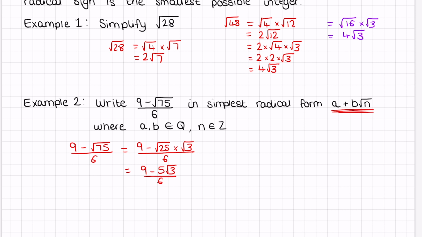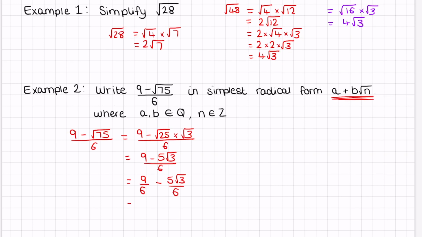Then I'm going to get rid of the fraction. To do this, I am going to split it first. I'm going to have 9 over 6 minus 5 root 3 over 6. We're getting more towards the form of a plus b square root of n. So our a will be 9 over 6, which also simplifies down to 3 over 2. Then for the 5 root 3 over 6, the 5 over 6 can be pulled out of the front, so that's our b, and then the square root of 3 next to it.